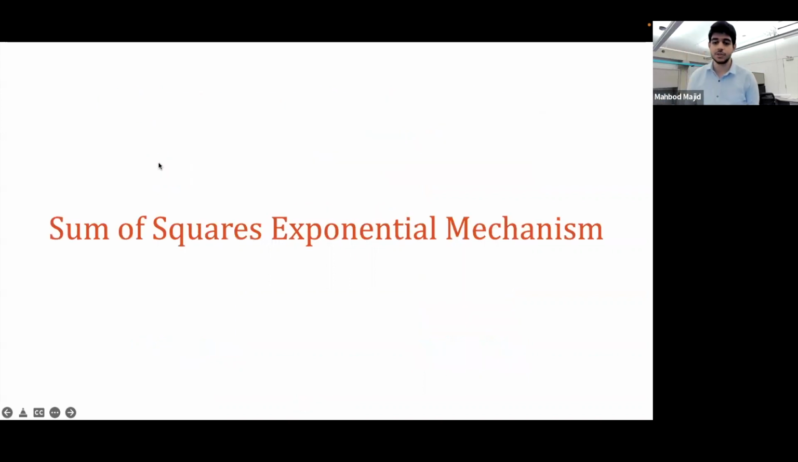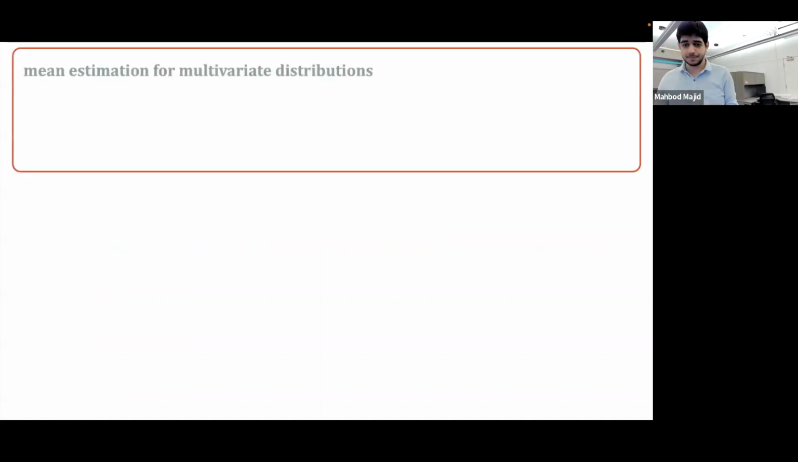The main contribution of our work is a new way to design private and efficient algorithms that we call the sum of squares exponential mechanism. Specifically, we apply this method to mean estimation, but we anticipate that this technique would be applicable to many other problems as well. So hopefully by the end of this talk, you should be able to learn about this new technique and be able to apply it to other problems as well.